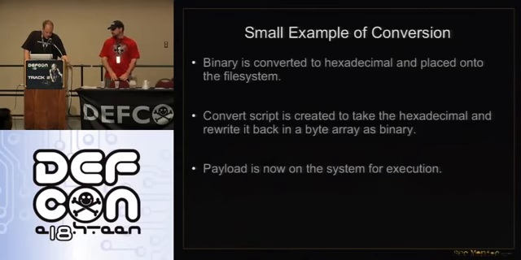So just a real quick recap. Binary is converted to hex and placed into the file system. A convert script is created to take the hexadecimal and rewrite it back as a byte array as binary. The payload is now on the system for execution.